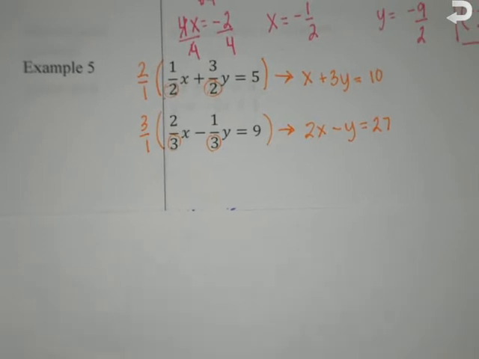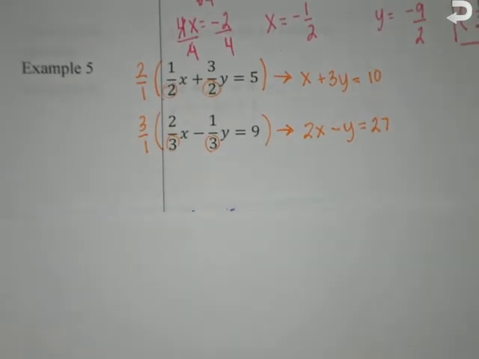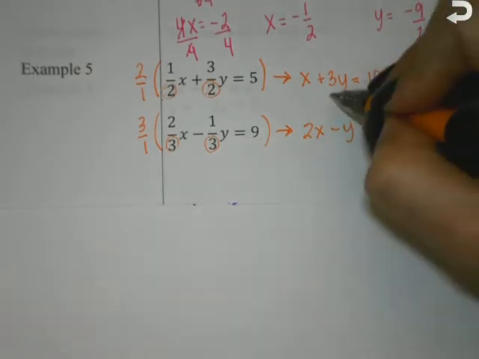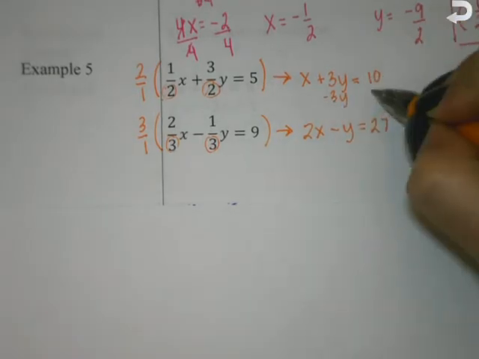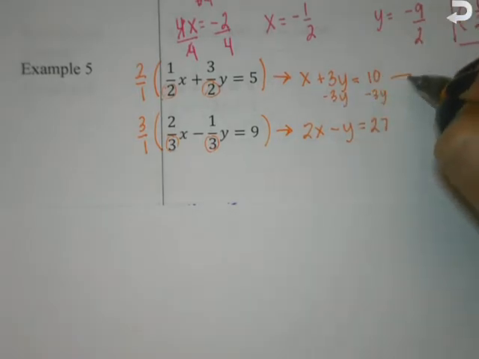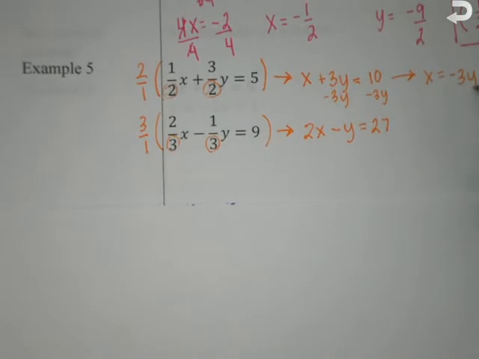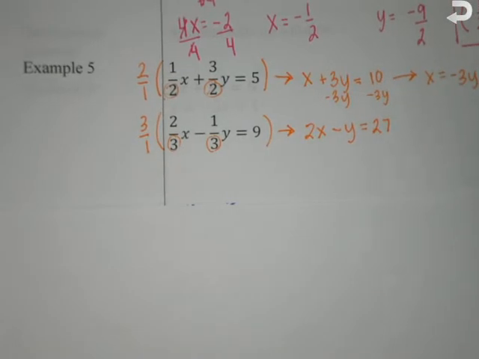Okay, so now we can use substitution to solve this system. So do you guys want to solve for x in the first equation or for y in the second? X in the first? So what would you do? Okay, so subtract 3y. And that gives you x equals negative 3y plus 10.